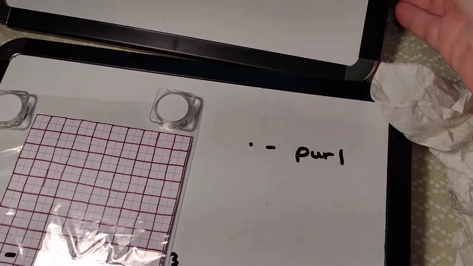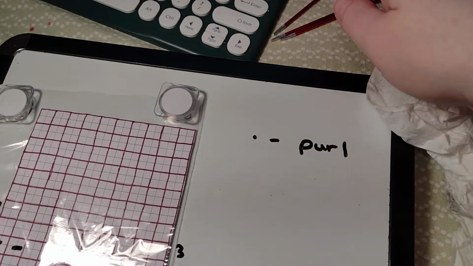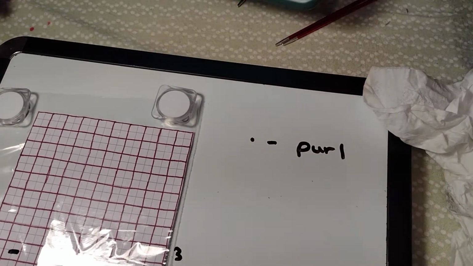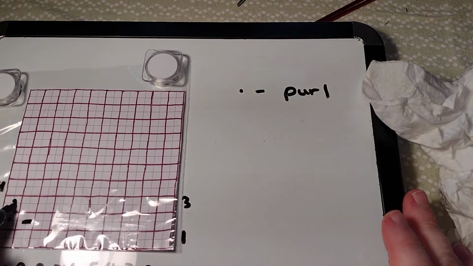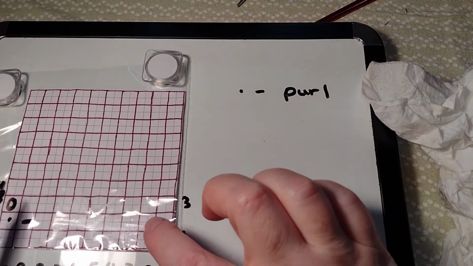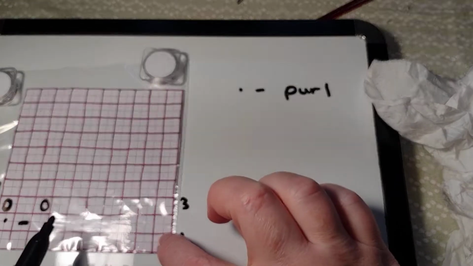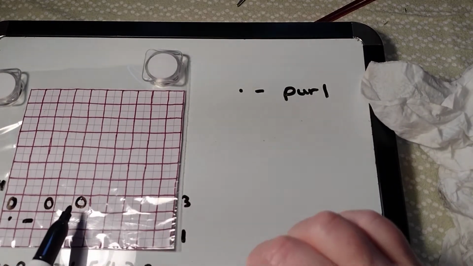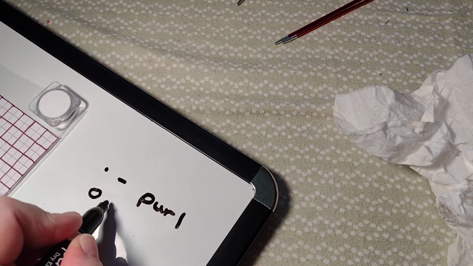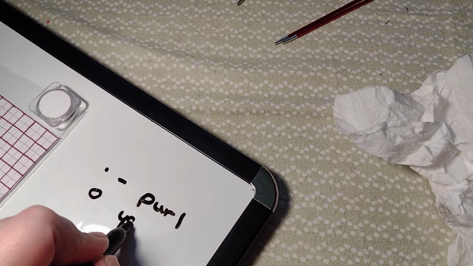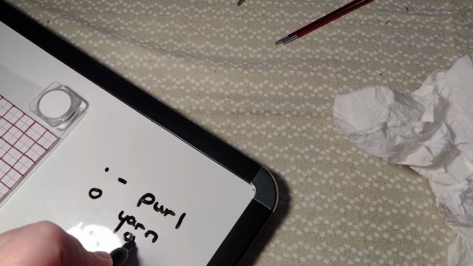If for some reason you see a circle, an actual circle, like that, that means yarn over. So a circle is a yarn over.